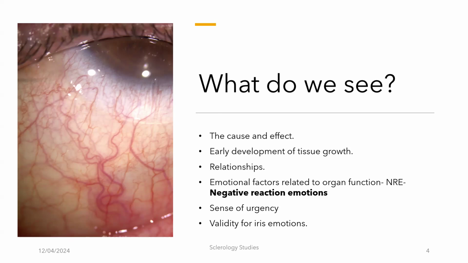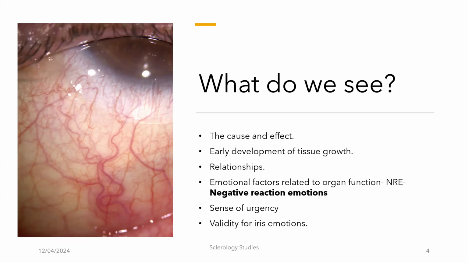We're going to absolutely be able to look in the eye and see our relationships based on sclerology, based on the vessels that we see. That's going to be due to signs related to emotions. Okay, I love that part of it. I absolutely love it.